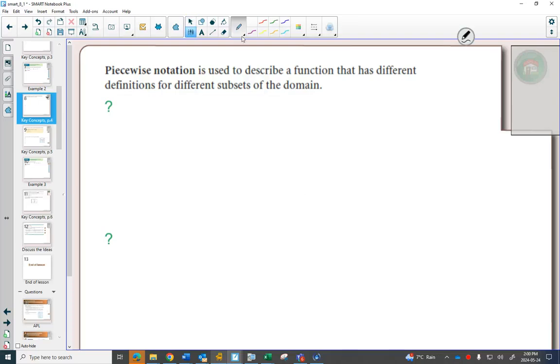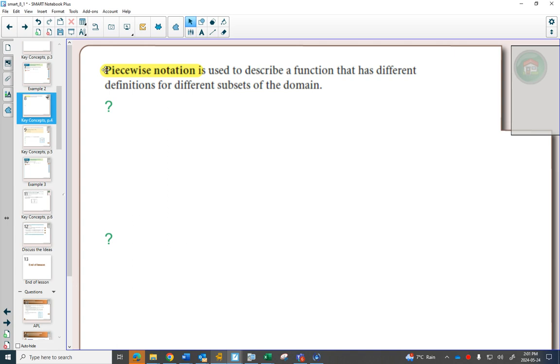And we get introduced to something that isn't used a lot in pre-calculus, but it does get used a fair bit in calculus and later on, so it's important to get introduced to it. Something called piecewise notation. And it's used when you have a function that looks different over different parts.